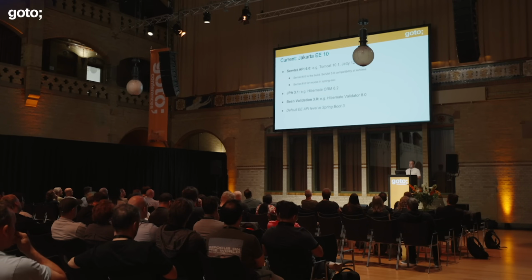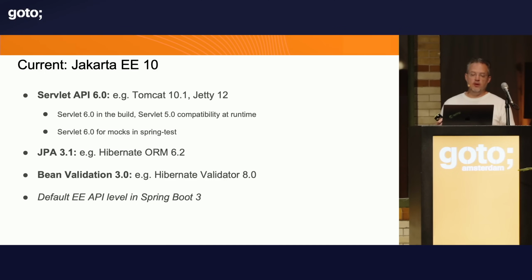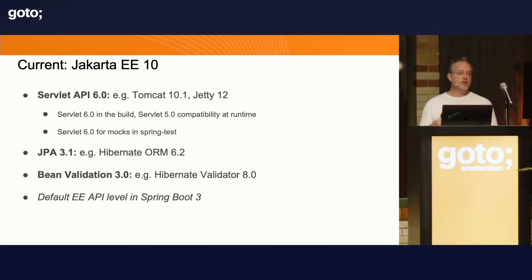Next up, JPA 3.1. You can use that with Hibernate ORM 6.2. And for Bean Validation, you can use Hibernate Validator 8.0. So this is actually the default API level for Jakarta EE in a Spring Boot 3 application.